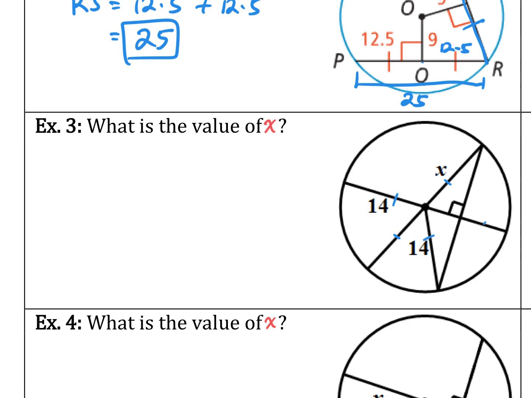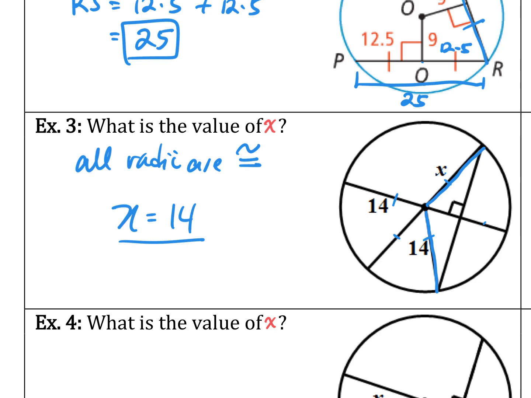Now, we can always say that the measurements of radii are congruent to each other. It means to say that they're equal in length. Okay, so all radii are actually congruent. So if we're looking at one of these radii, the size is 14, it means to say that this value of x in here will also be 14 because all radii are congruent to each other.